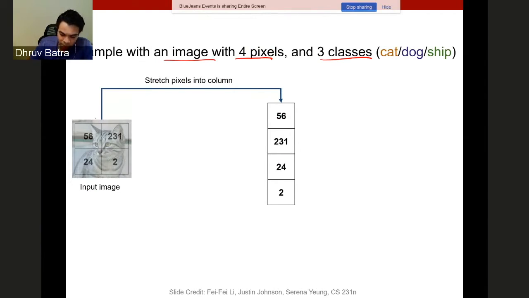So let's say that we've restricted our attention just to an RGB image. This is pixel number 1, 2, 3, 4. We have done a row major rasterization of this into this particular vector. So this is our X. 56 is living in the first dimension, 231 in the second dimension, 24 in the third dimension, and 2 in the fourth dimension. So we've stretched this image out into a column vector.